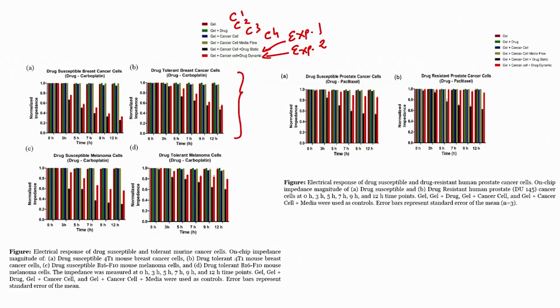What if we are using melanoma? In melanoma also we can see a signature. What if melanoma is tolerant? Drug tolerant melanoma cells also we can see a particular signature. You can very easily see. So, you have different signatures for breast cancer cells which are susceptible, breast cancer cells which are tolerant, melanoma cells which are susceptible, melanoma cells which are tolerant.